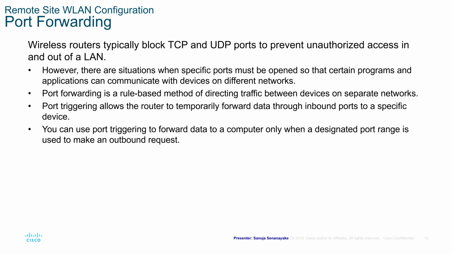Port triggering allows the router to temporarily forward data through inbound ports to a specific device. You can use port triggering to forward data to a computer only when a designated port range is used to make an outbound request. And a little bit about port forwarding also. This is not just associated with wireless routers, but also with typical wired routers.